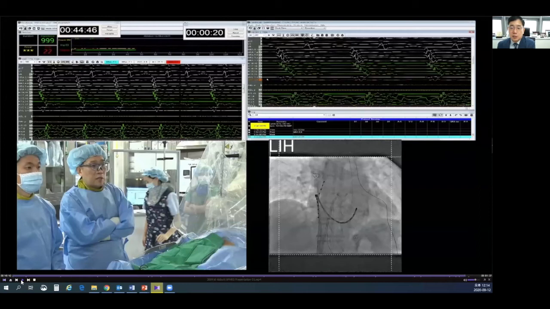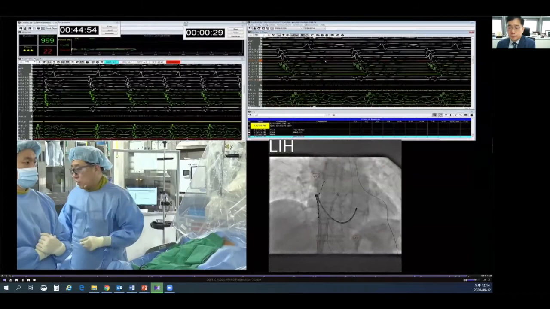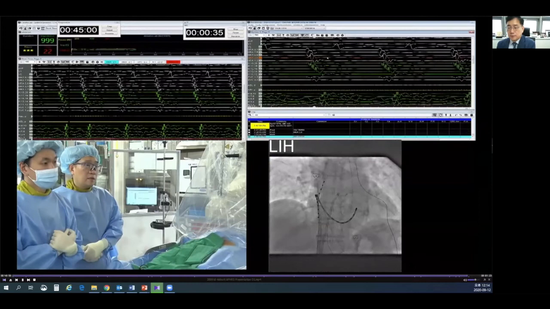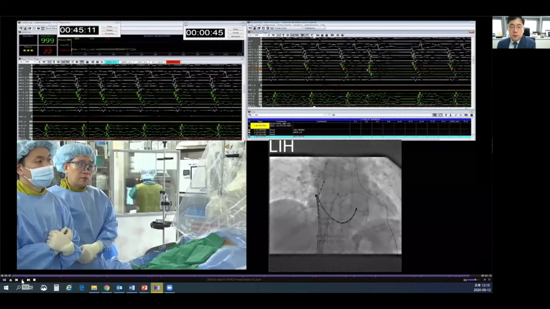And before finishing the procedure, I would like to recommend checking the cardiac silhouette. If the patient has a cardiac tamponade or hemopericardium after going back to the general ward, it can be a disaster. So please check the cardiac silhouette before finishing your procedure. Okay, so that is my protocol for detecting the extra-PV trigger. And we wait 10 minutes before finishing the procedure.